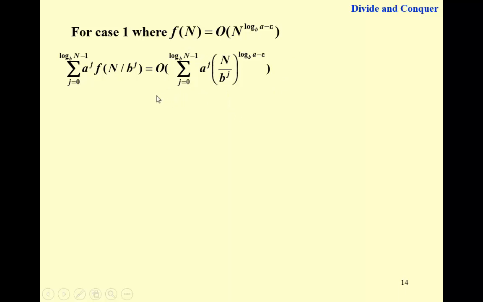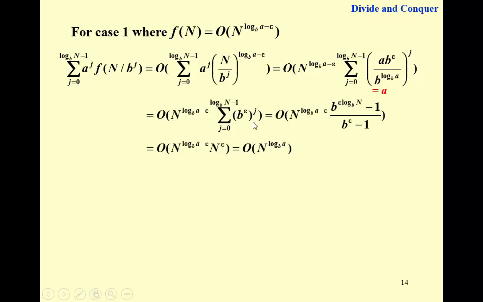Alright, now let's try to simplify it. First of all, we realize that n to the power of log a over b minus epsilon has nothing to do with j, and therefore it's a common factor and can be factored out. And this is what we get. Simplifying the rest of the terms, we get that this is actually just a, and therefore this a and this a will be cancelled out. So this is simply b to the power of epsilon, then to the power j. So this is what we get.